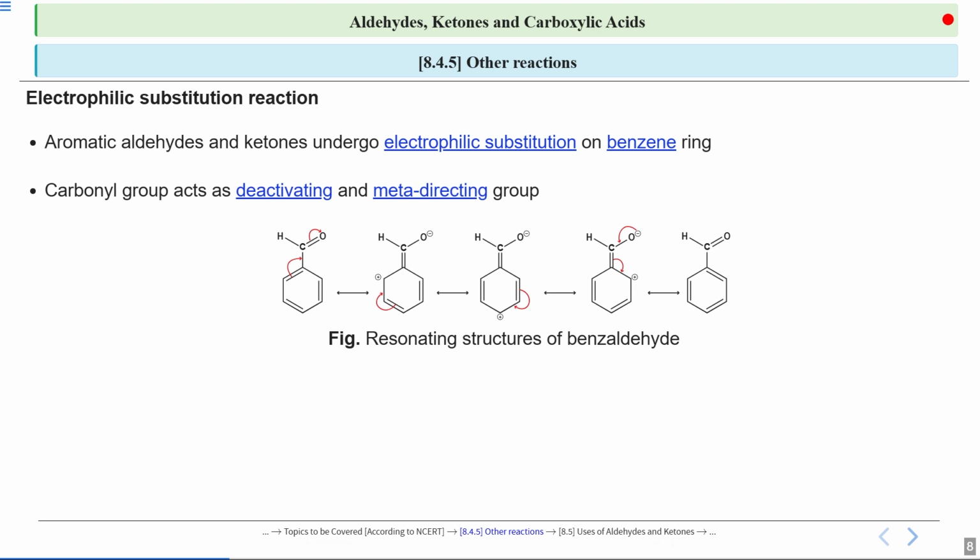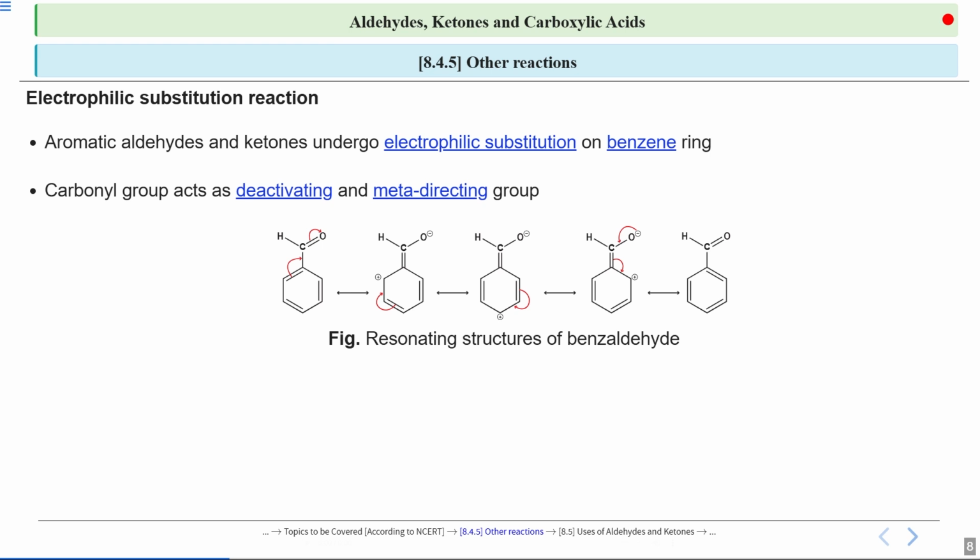Now we know that the carbonyl compound has a -I or -M effect. So it acts as a deactivating and meta-directing group. This means that it withdraws the electron density from the ring and makes it less reactive towards electrophiles, and directs any incoming electrophile to the meta position.